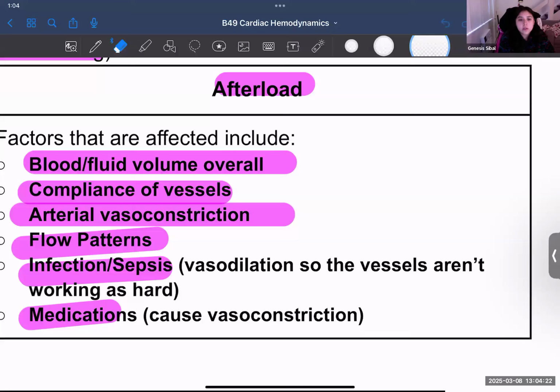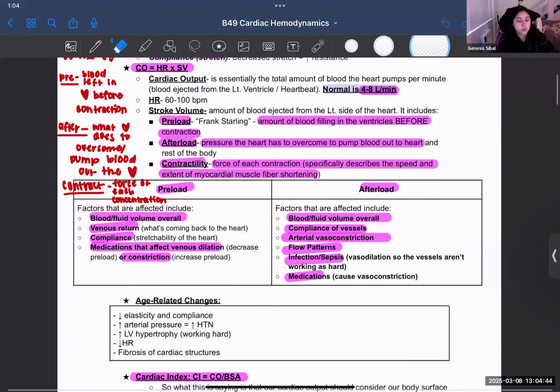Arterial vasoconstriction, flow patterns, infection and sepsis. In infections and sepsis, you're having vasodilation, so the vessels aren't working as hard, right? And then medications can also cause vasoconstriction. But with these, I feel like all she's really wanting to know is if you understand what preload is, what afterload is, and the basic stuff I was talking about, like, okay, it makes sense why this would happen.